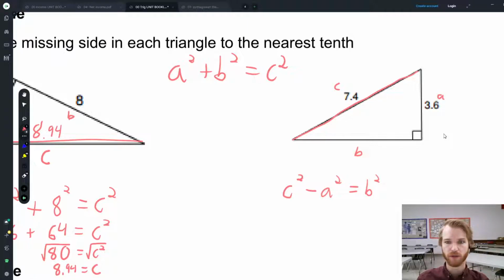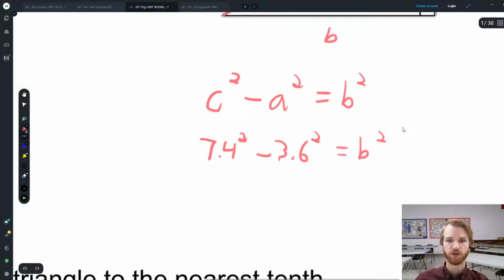So let's just plug in our numbers now. This becomes 7.4 squared subtract 3.6 squared is equal to b squared. So we're just going to put that into our calculator. Remember that you need to square it first before you subtract. So 7.4 squared subtract 3.6 squared is equal to 41.8. 41.8 is equal to b squared.